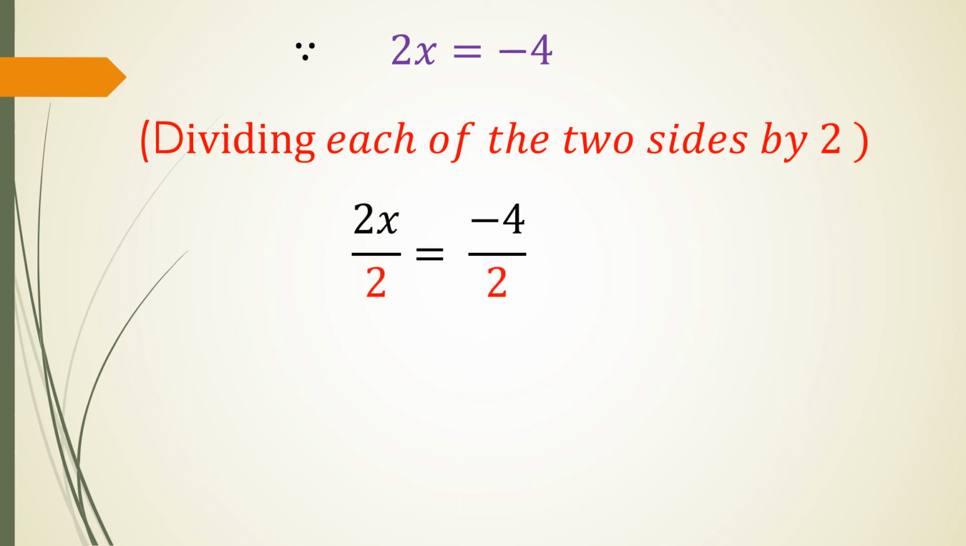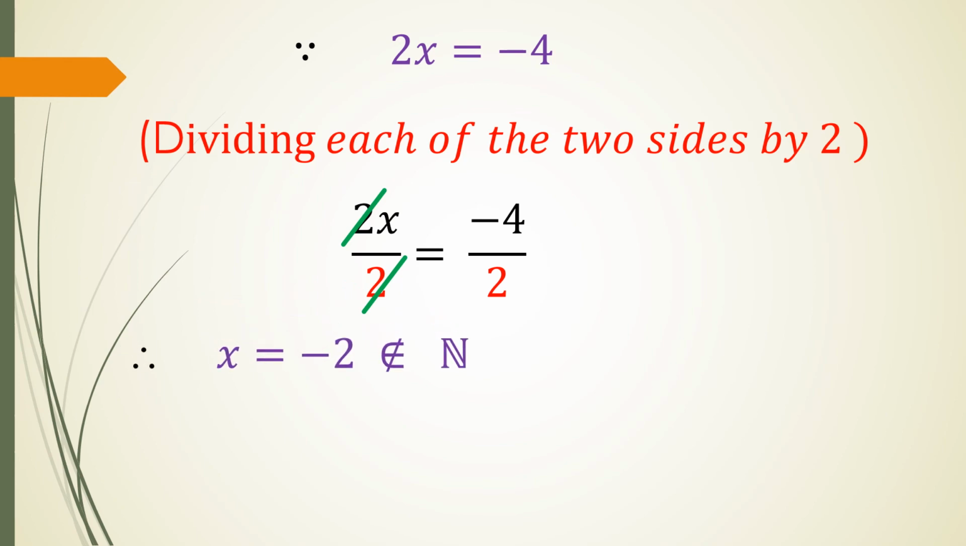So 2x divided by 2 equals negative 4 divided by 2. And now I will cancel 2 from the left hand side, and on the left hand side we find x alone, and on the right hand side we get negative 2. So x equals negative 2.